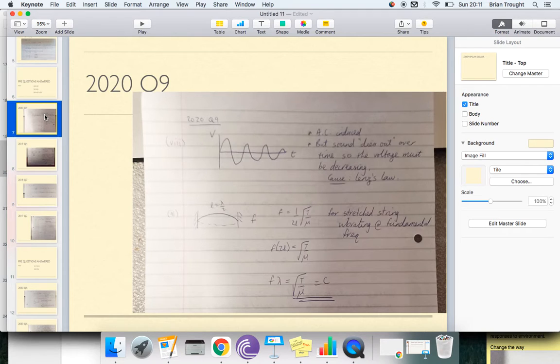Now we bank that knowledge, and then we go to the formula f is 1 over 2L root T over mu, which relates to frequency, length, tension, and mass per unit length for a stretched string. And what I do there in the second step is I cross multiply by the 2L, and we've banked the fact that the 2L is equal to lambda. So you now have f lambda is equal to root T over mu, but f lambda is equal to c. So to get the speed of the wave on that stretched string, you can get the square root of the tension divided by the mass per unit length.